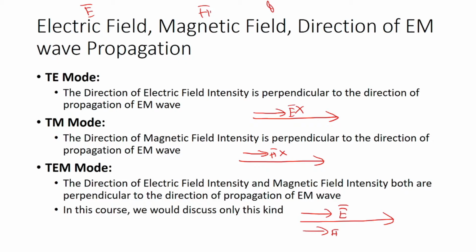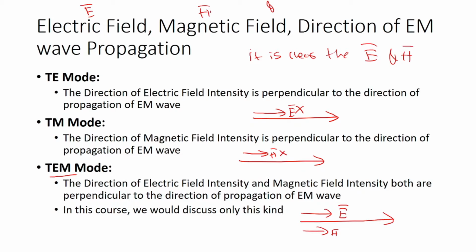You may recollect that from Maxwell's equations, it is clear that E bar and H bar are mutually perpendicular. Now, in case of transverse electromagnetic waves, E bar and H bar, which are already perpendicular, are also perpendicular to the direction of electromagnetic wave. So, in other words, the direction of EM wave propagation is always along the normal to the plane containing electric field and magnetic field.